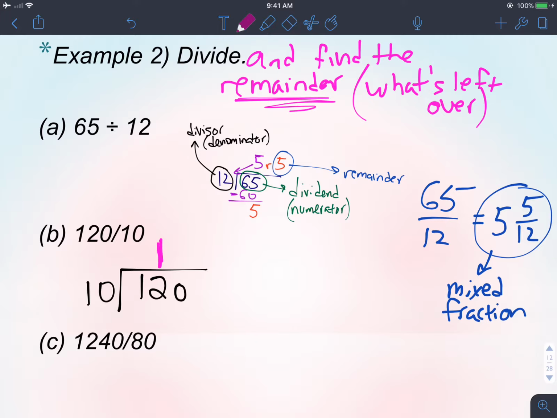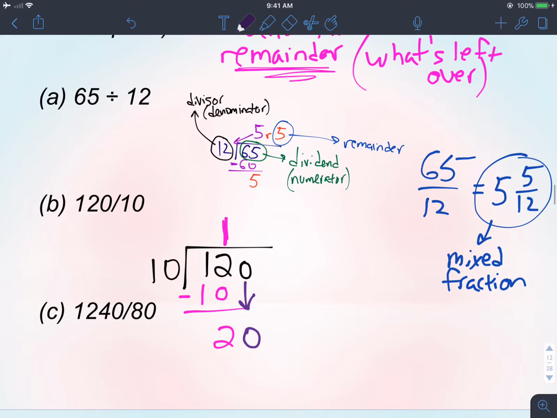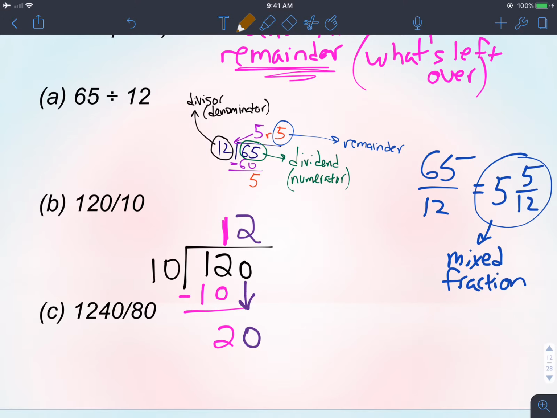One time. So now multiply. 1 times 10 is 10. And subtract. 2 is left over. Now move to the 0. You've got to bring that down. Now ask yourself, how many times does 10 go into 20? 2 times. So the answer is 12.